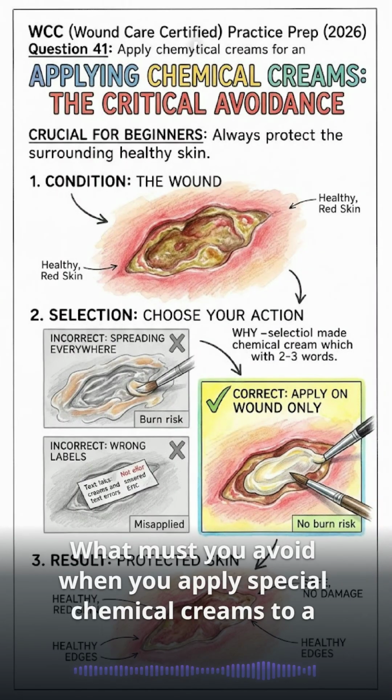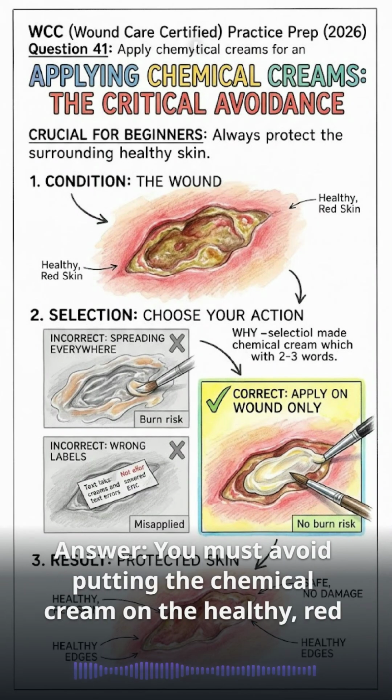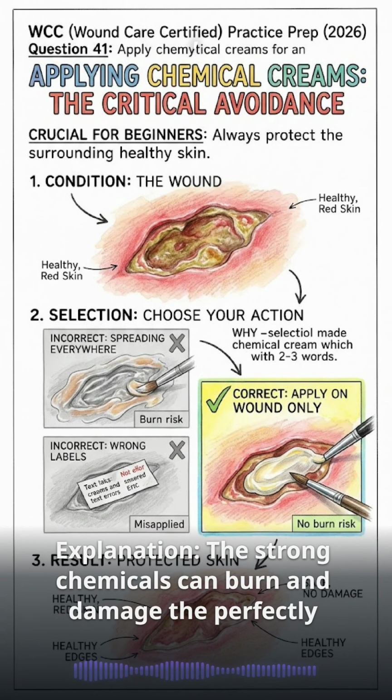41. What must you avoid when you apply special chemical creams to a wound? You must avoid putting the chemical cream on the healthy, red skin edges. The strong chemicals can burn and damage the perfectly healthy skin right there.